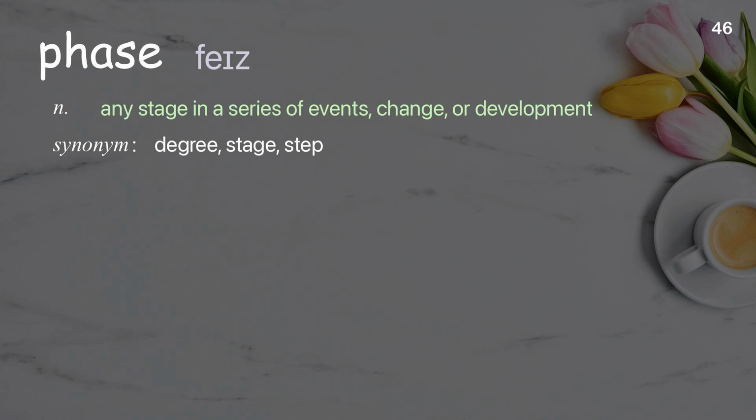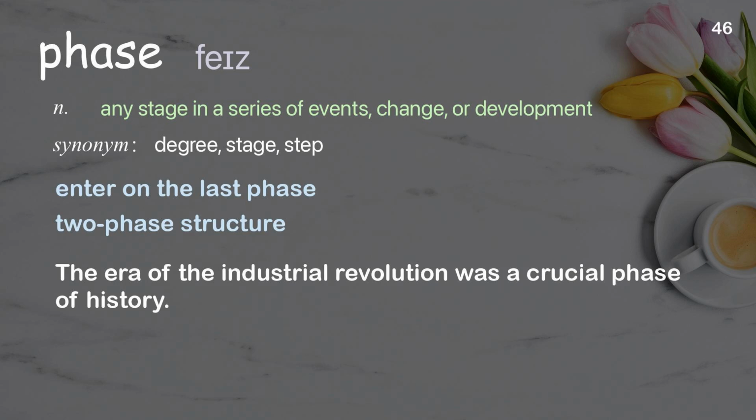Phase: any stage in a series of events, change, or development. Examples: enter on the last phase. Two-phase structure. The era of the Industrial Revolution was a crucial phase of history.